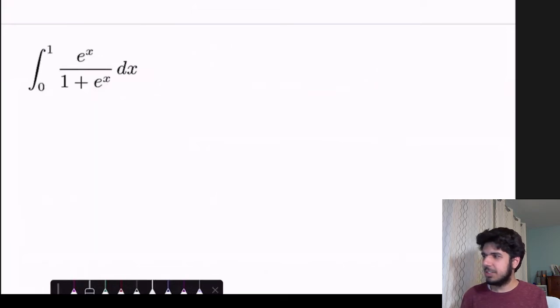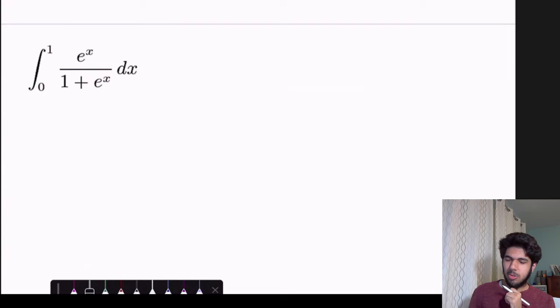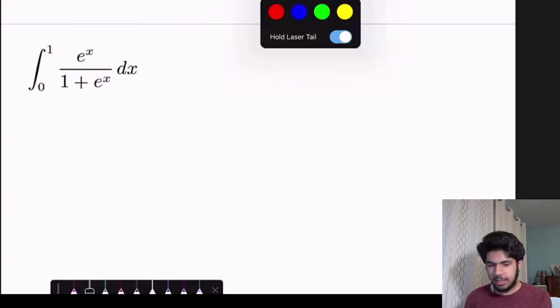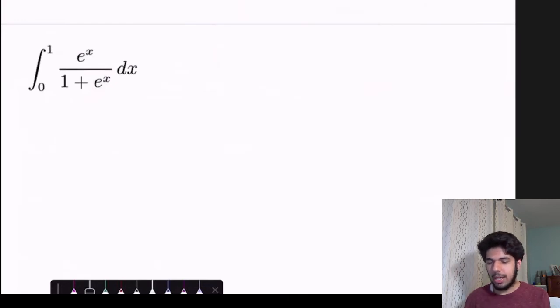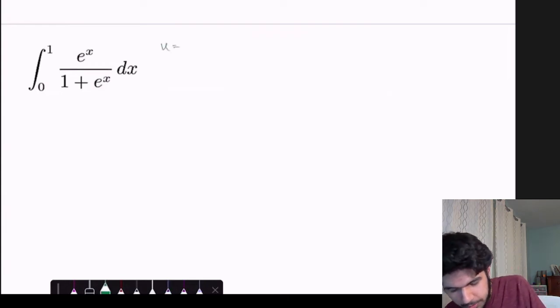This one seems a little bit tougher. And you know, we're doing a quotient and it's a definite integral. I don't know about you, but I'm feeling u substitution. So let's do that. And again, it comes down to choosing a good u. I like to deal with the denominator because it's easier to cancel with the numerator that way. So let's let u equal 1 plus e to the x.